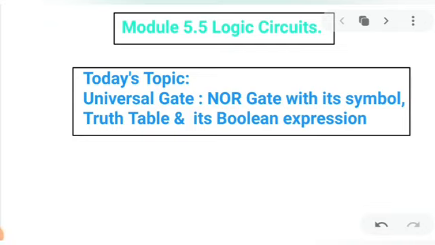So today we'll be starting with the next part of our logic gates. What all things will we be seeing in today's topic? Today we'll be seeing a universal gate called the NOR gate, with its symbol, truth table and its boolean expression. So let us start.